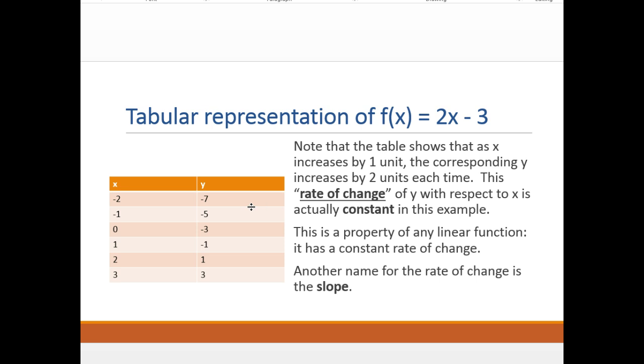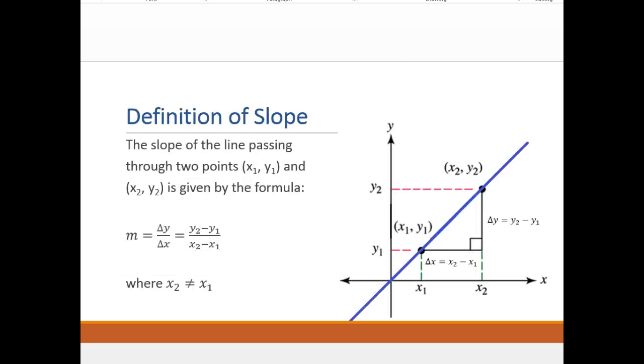And this is actually a property of a linear function, that it will have a constant rate of change, that y will change consistently as x changes. Another name for this rate of change is what's called the slope, which we will study more in future sections. We will define it here though.